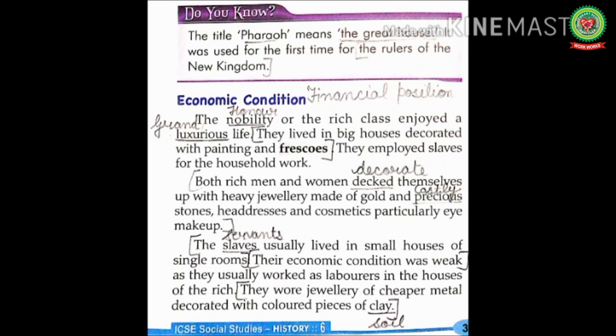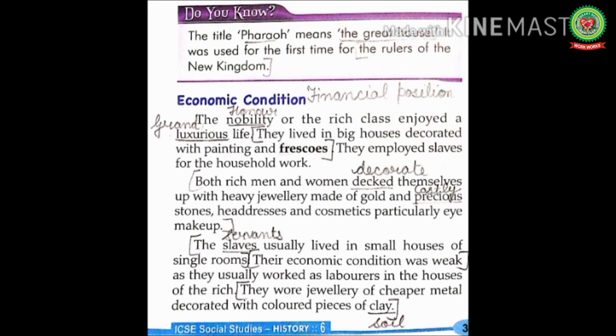Next we will read Do You Know? The title Pharaoh means the great house. It was used for the first time for the rulers of the New Kingdom. Students, mark this line. Pharaoh means the rulers of the New Kingdom.